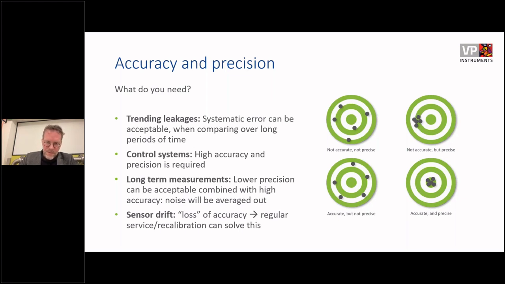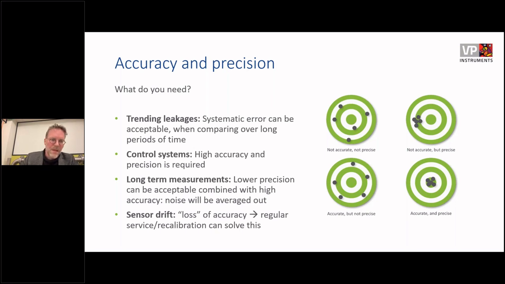So if you do, say, 5 subsequent measurements of that 100 pounds, it should be 100, but it could be maybe 105 and then 95. In average, your measurements are still 100, but there is some scatter. And it depends on the application what you really need. For example, if you trend leakages, it's okay to have a systematic error, just like what Tim pointed out with his watch. It's okay as long as that error is consistent over time. Then you can still compare where you are and where you want to be over like 6 months and compare those 2 numbers.